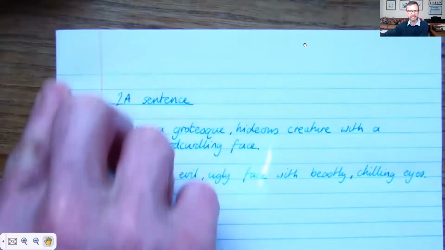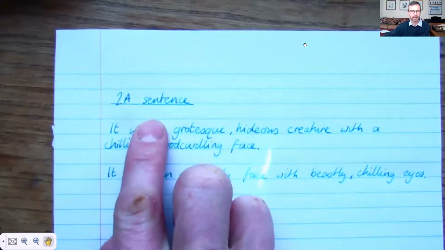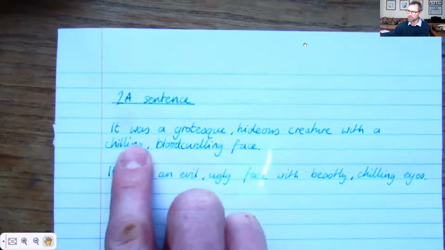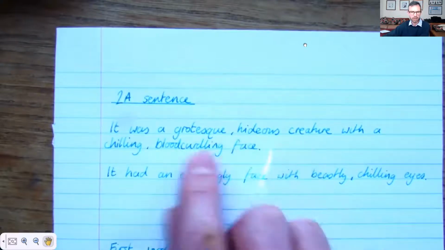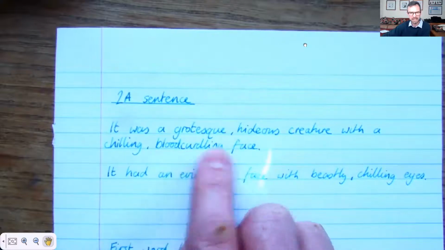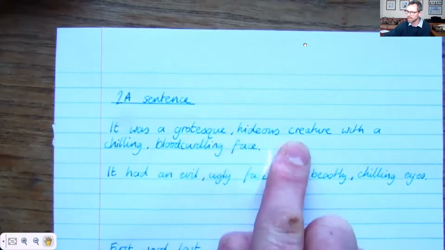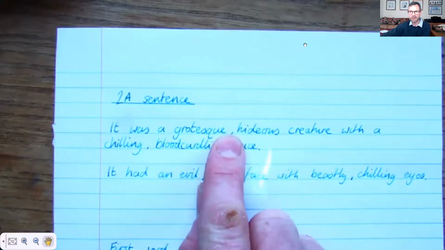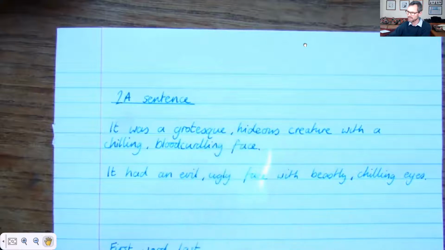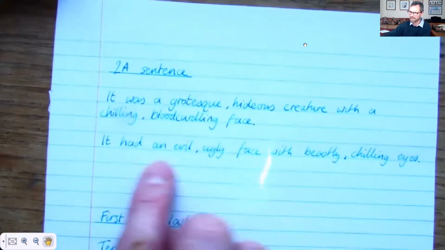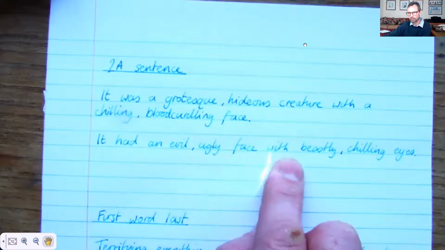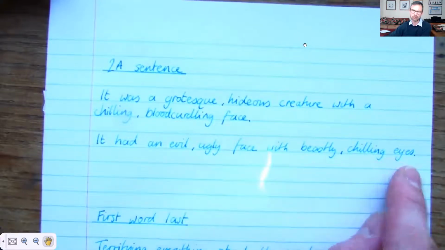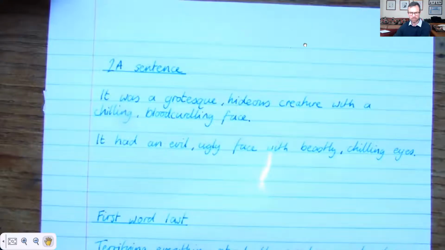Here we go. So our first sentence is that 2A sentence. Remember, the 2A stands for two adjectives before a noun, followed by another two adjectives before a noun. So here we've got, it was a grotesque, hideous creature with a chilling, blood-curdling face. So I've got adjective, adjective, noun, followed by adjective, adjective, noun. Don't forget your commas separating those adjectives out. Okay, here's a slightly different one. It had an evil, ugly face with beastly, chilling eyes. So adjective, adjective, noun, adjective, adjective, noun, 2A sentence. So we've got some ideas we can use for that one.